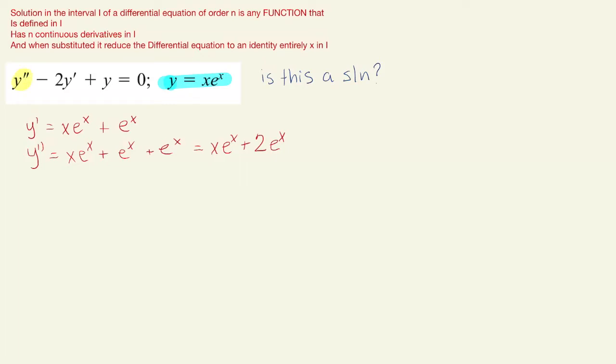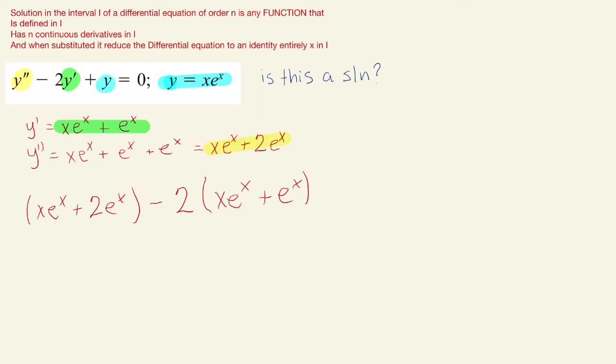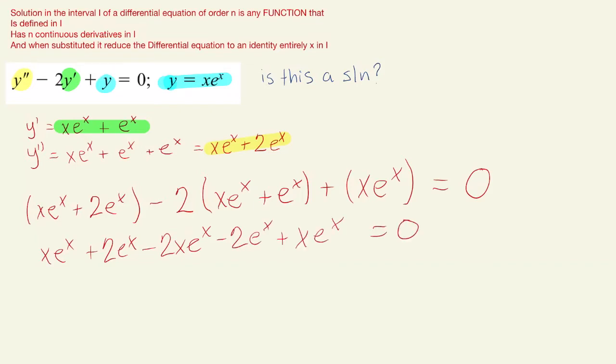Now we're going to proceed to substituting our value obtained for the second derivative in the first term. Then we're going to substitute the value obtained for the first derivative in the second term. And lastly, we're going to substitute the value of y into the third term to see if all of this satisfies the condition of the equation. We are left with this.